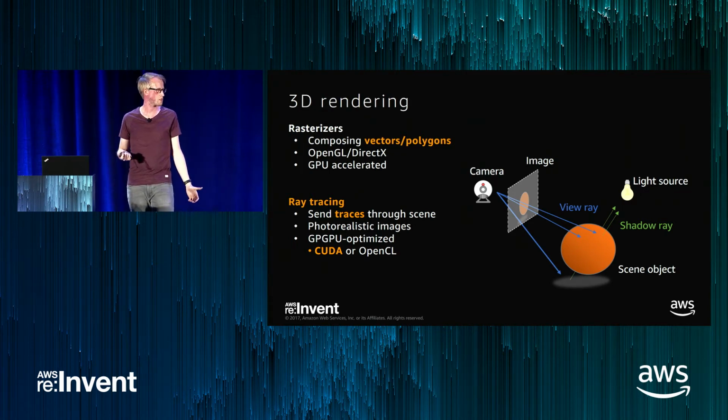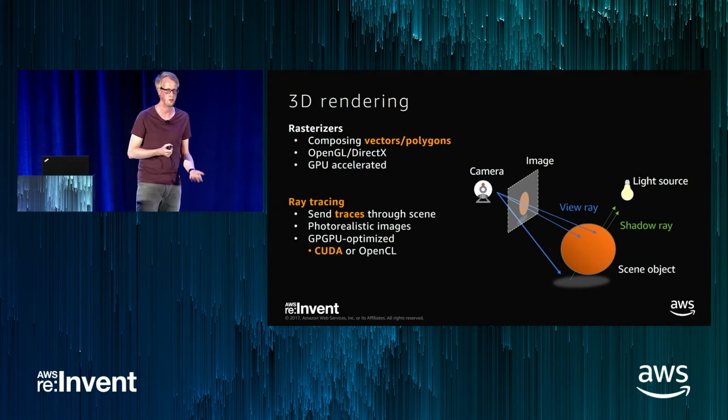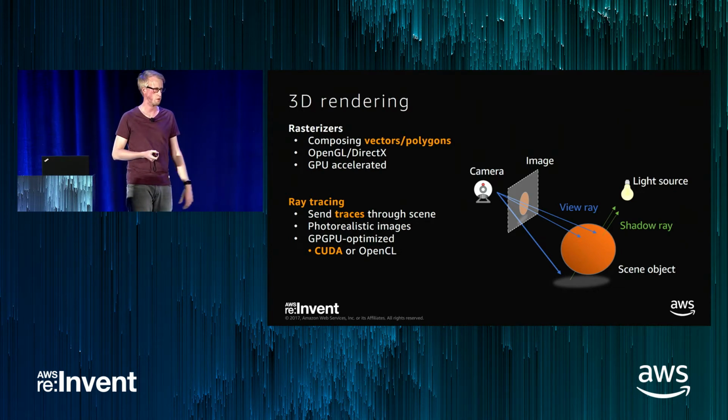The biggest advantage is it's photorealistic images we get out of this. It's really hard to tell if this is a photograph or if this is coming out of a ray tracer. So it's very, very good for our use case, because we want to have photorealistic images of our products, to make them look cool.